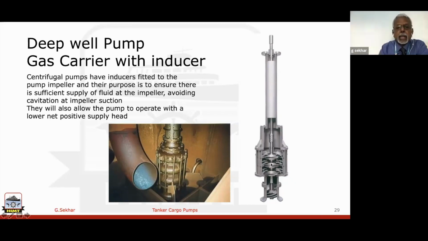So, as you can see here, it's a single shaft coming like this, and you have a first stage impeller, then the first stage, see right here at the suction bell mouth, you have an inducer.